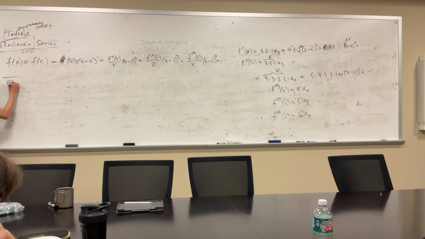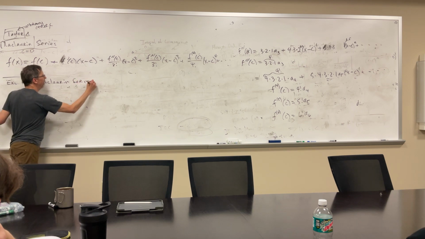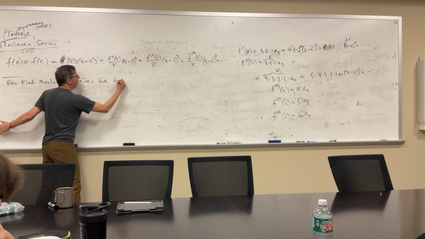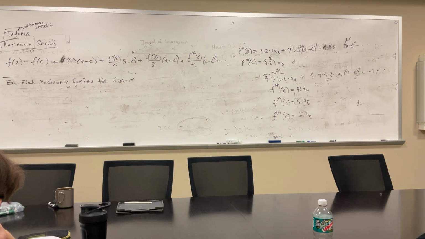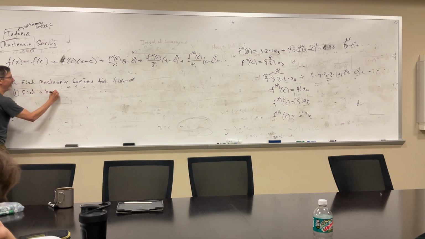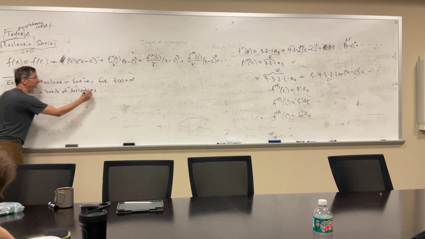So, example: find the Maclaurin series for f of x equals e to the x. All right, we've got to take some derivatives. Could you get a better function for derivatives? So step 1 is find a bunch of derivatives, and I would record these, keep track.